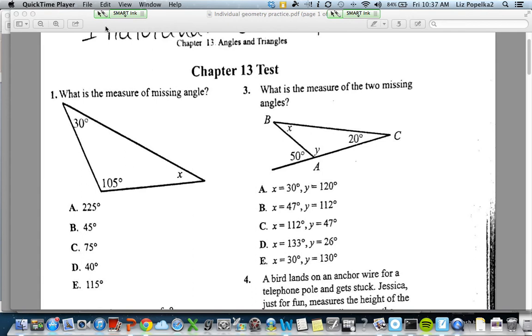Now that your teacher has given you some time to independently work some geometry practice problems, let's go through and check the answers as a group.